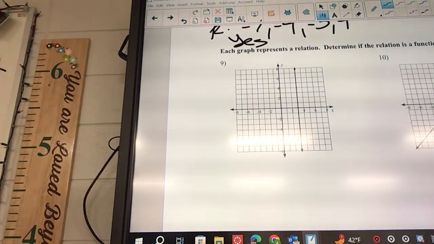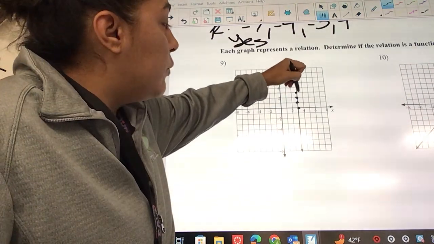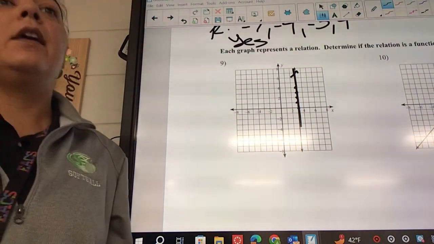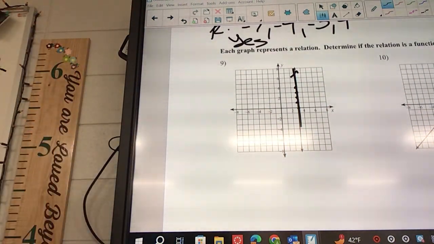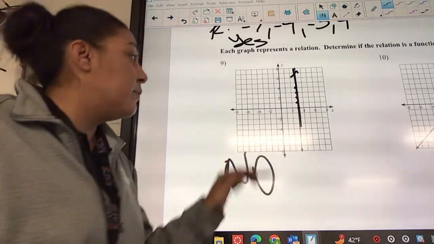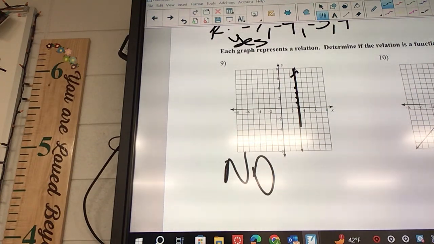A vertical line is made up of points, and what they did was connect all of the dots to make that line. So a vertical line is not a function. This one is going to be a no, and that's the only tricky one. Anything that's sideways is not a function. Anything that's a closed shape is not a function, as well as a vertical line.